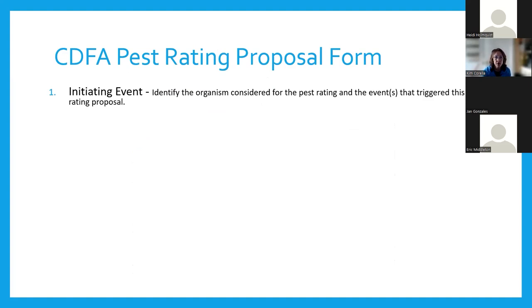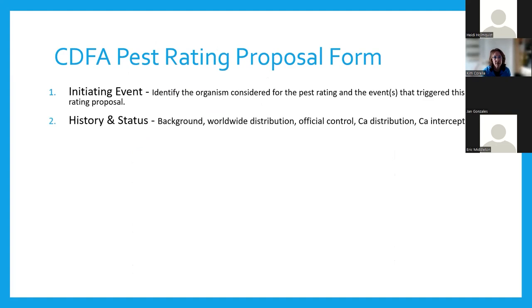So in these forms, there's six sections that need to be filled out. The first one just goes over the initiating event. We want to identify the organism and what triggered this pest rating proposal. And the second one is the history and status.